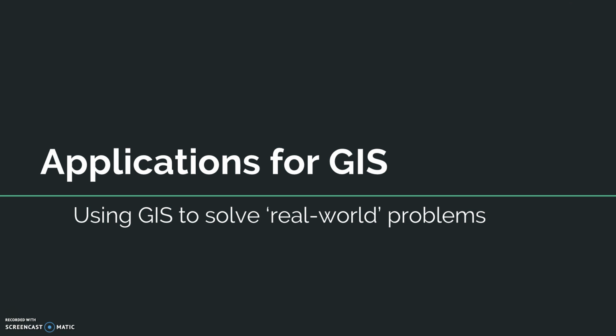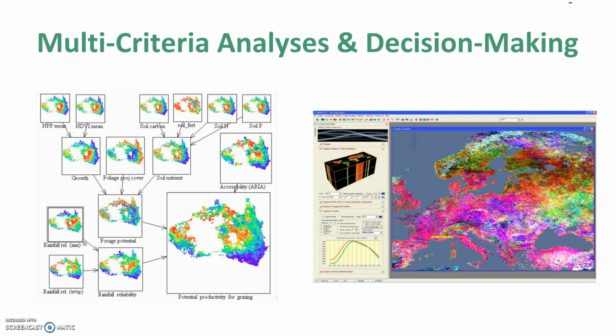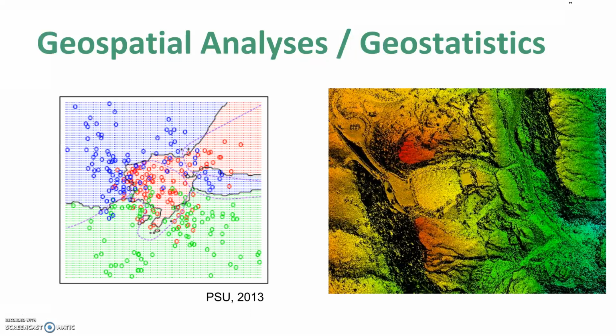So there's a number of different ways that GIS might be used to solve real world problems. And here's a couple different examples. So we may be interested in doing what's called a multi-criteria analysis, or using GIS for decision-making purposes. So we may have a question that requires that we have spatial information on a number of different variables, and we need some way to bring all that information together in order to classify different areas in terms of their suitability for a purpose. And so for this example, we're seeing a multi-criteria analysis used for understanding the potential for grazing in Australia, where all these different factors have been brought together and ultimately combined so that it can be used for decision-making purposes.